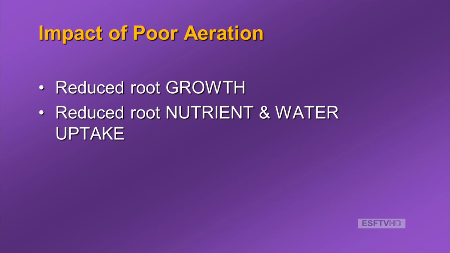So it's not just the growth of the roots. Remember, the root is the uptake organ for the plant for nutrients and water. So that is diminished. So poor aeration, for most plants, reduces root nutrient and water uptake. Again, there are plants that operate in anaerobic systems, but for the most part, for most of our aerobic plants, this is going to reduce nutrient and water uptake.